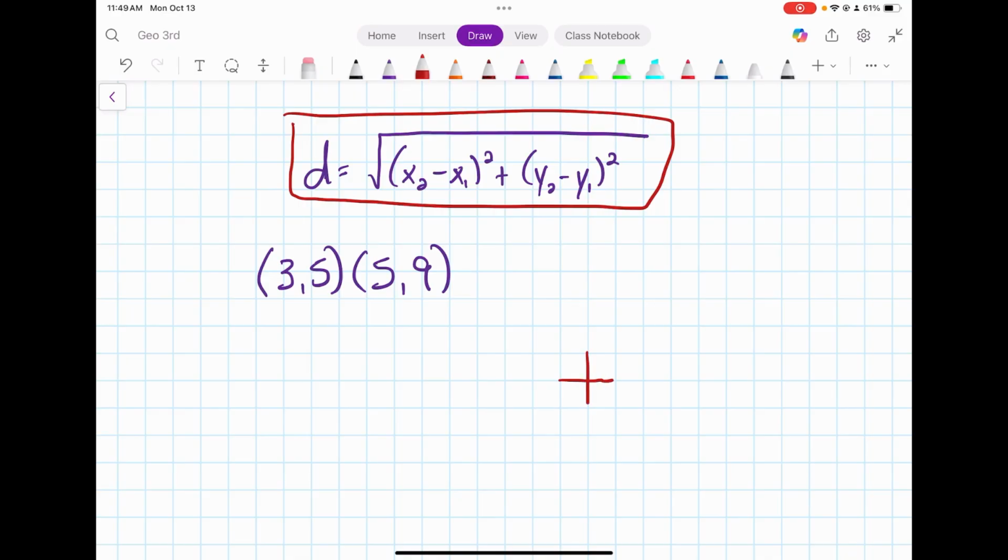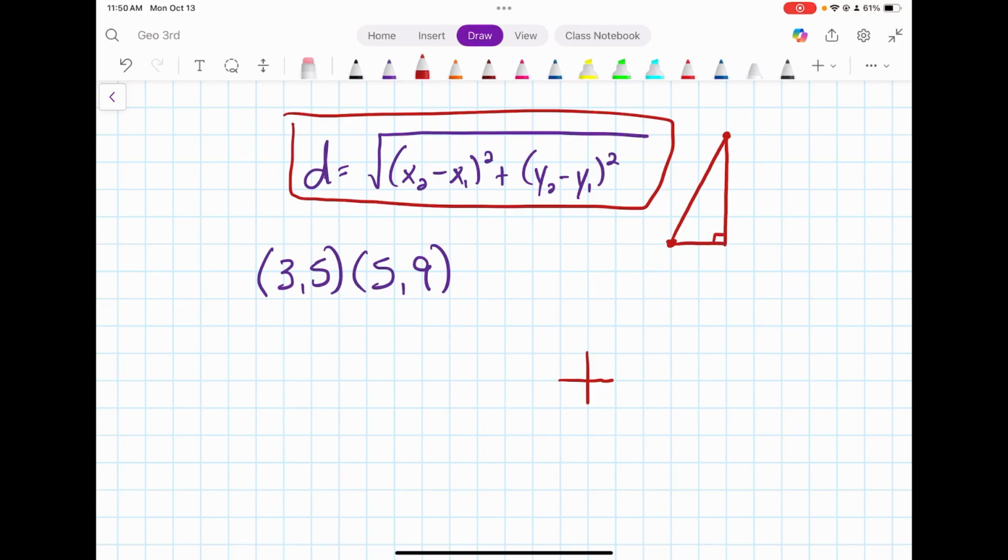So if we're wanting to know the distance from (3, 5), and I'm going to go ahead and plot these, 1, 2, 3, 1, 2, 3, 4, 5, and then (5, 9) would be somewhere up here. So in order to find the distance between (3, 5) and (5, 9), again, we're looking for this distance right here. To me, the easiest way of doing that is to imagine it as a right triangle.